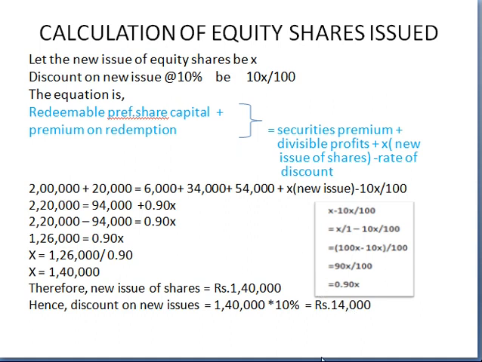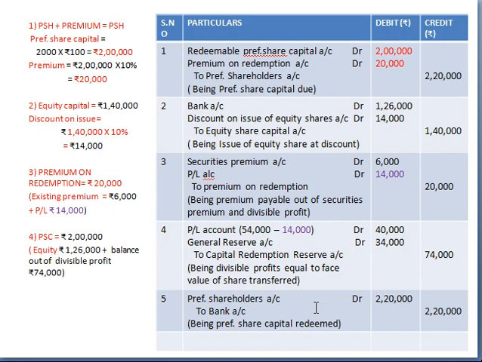So now we have done the calculation for number of equity shares issued and discount. Now we'll pass the journal entries. So your first entry is preference shares capital redeemed, that is your due entry. So I said already, apply this formula for your calculation purpose for your journal entries. Preference share capital plus premium equals preference shareholders. So these capital plus premium will be payable to your preference shareholders.